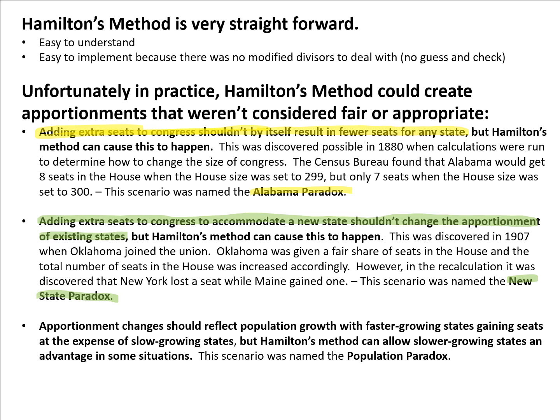And then the other thing they saw happen was something called the population paradox, which is that apportionment changes should always reflect the population growth, with faster states gaining seats at the expense of slower growing states. But Hamilton's method could actually allow slower growing states some advantage in some situations. So Hamilton's method could actually allow a slower growing state an extra seat compared to a state that's growing faster. And that didn't seem fair as well. So in the end, Hamilton's method ended up being jettisoned as well. So neither, in the long run, Jefferson and Hamilton's method were both shown to have problems, and both were dismissed.